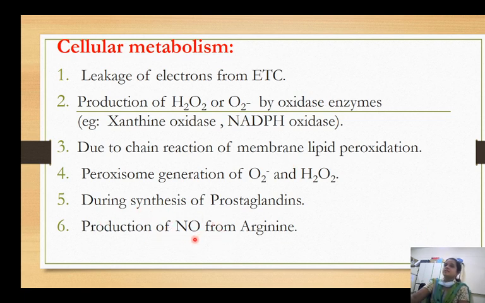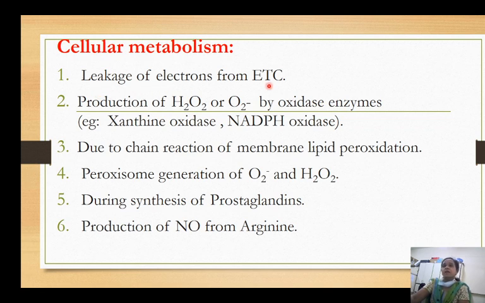So the nitric oxide synthase that is present in the macrophages, the monocytes, will be producing the nitric oxide. And in the previous slide, I have shown that nitric oxide constitutes one of the reactive nitrogen species. So, once again to repeat, what are the various causes by which cellular metabolism causes the production of reactive oxygen species or reactive nitrogen species?